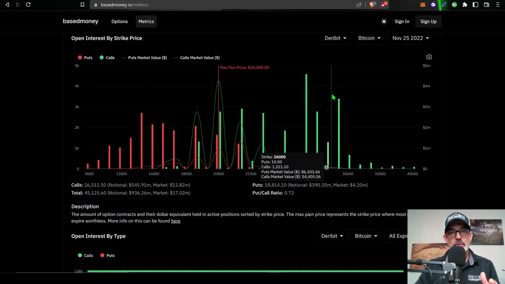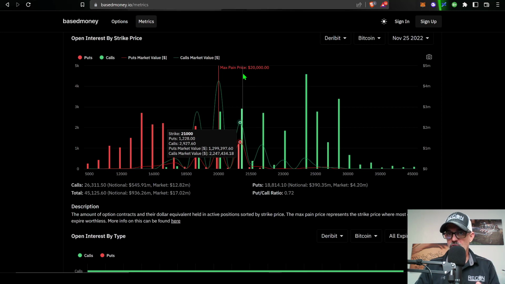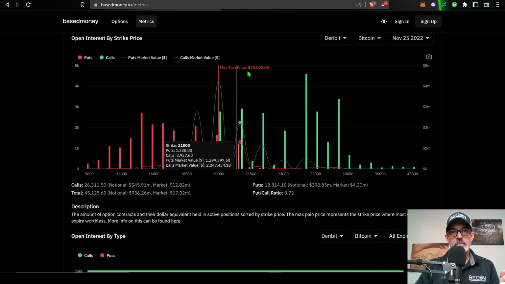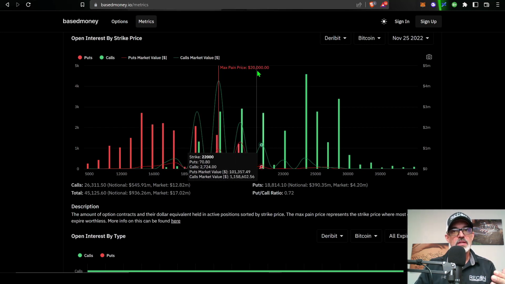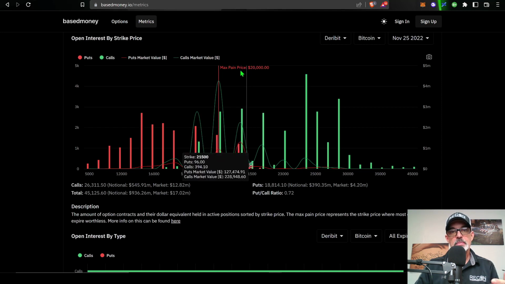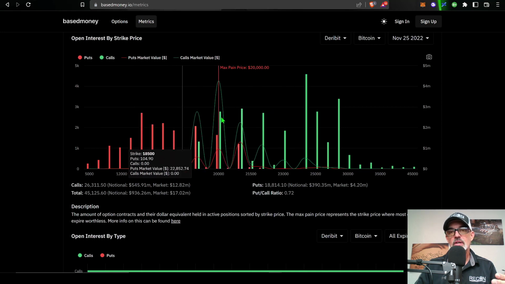But actually, before we jump over to the charts, I'm going to start over here with the Bitcoin options open interest levels, and that is where we can find Bitcoin's max pain price is currently at 20,000 based on the end of the month closing date, which is November 25th. Basically, the max pain price represents the strike price where the majority of the options would expire worthless. If Bitcoin's price closes at the end of the month at 20,000, the majority of these options would expire worthless.